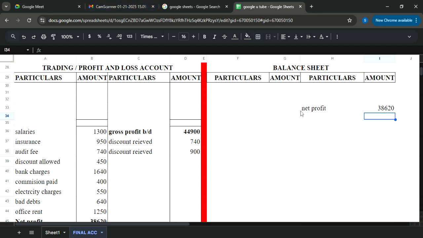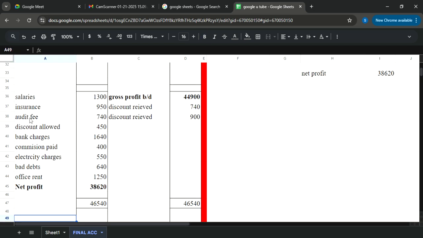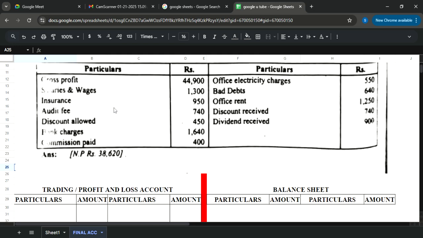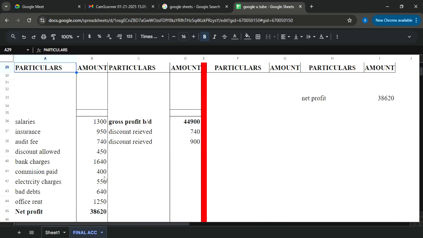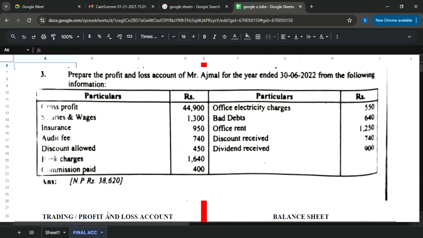The question has ended. There was only one part to solve, and this is the lower part of the left page to calculate net profit. That means indirect expenses and indirect incomes we were required to write down. So guys, in this way, our question number 3 has been completed. This is in front of you. We were required to calculate net profit 38620, and our answer is 38620. This way we have completed our question.